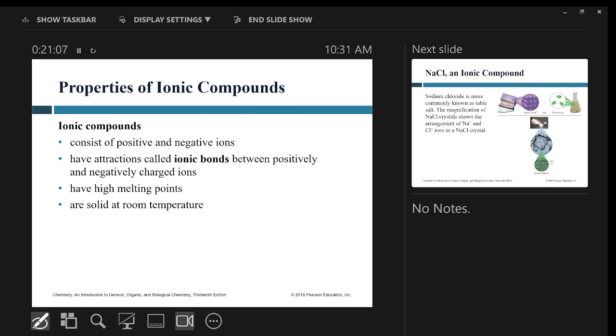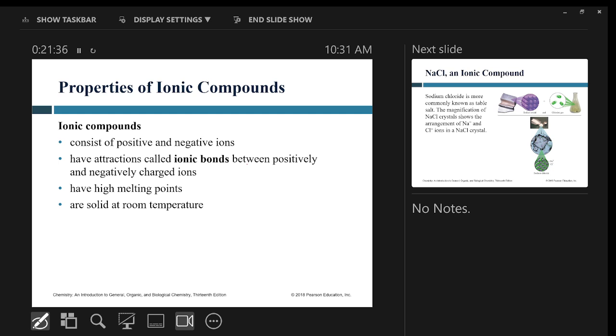Ionic compounds consist of positive and negative ions. The positive and negative ions are attracted to each other, and so they group together in such a way that we call these ionic bonds, which is just the attraction between a positive and a negative, right? Like little magnets snapping together.